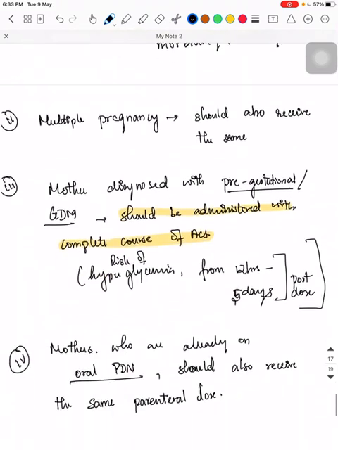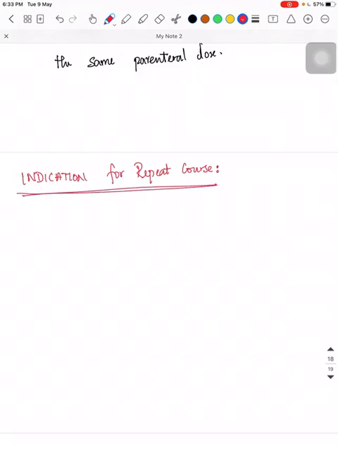Okay. Next we will see about the repeat course. So what is the indication for repeat course? We should consider a single repeat course of antenatal corticosteroids in a woman with a pregnancy of less than 34 weeks plus 6 days who is still at risk of preterm labor within the next 7 days. Okay, this is according to ACOG.